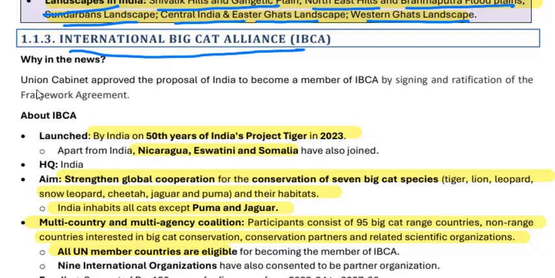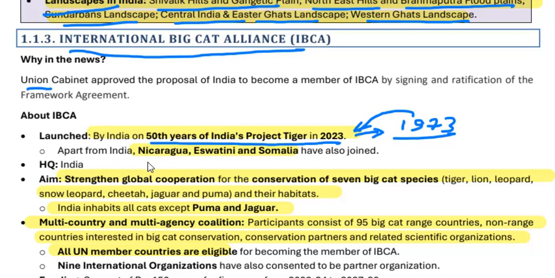This is in news because Union Cabinet has approved the proposal of India to become a member of IBCA, that is International Big Cat Alliance, by signing and ratification of the framework agreement. What is it about? This was launched by India on the 50th year of India's Project Tiger in 2023. You all know Project Tiger was launched in 1973. So 2023 is the 50th year, in which the International Big Cat Alliance was launched.